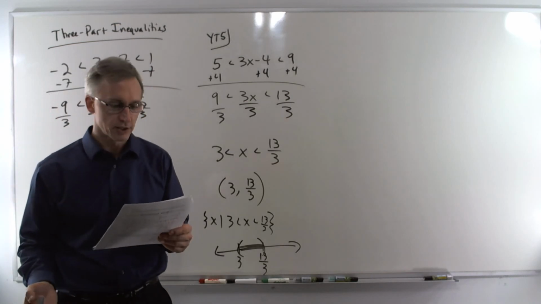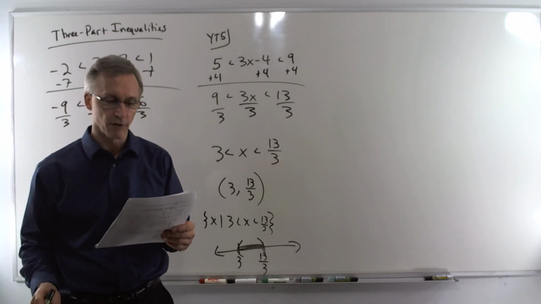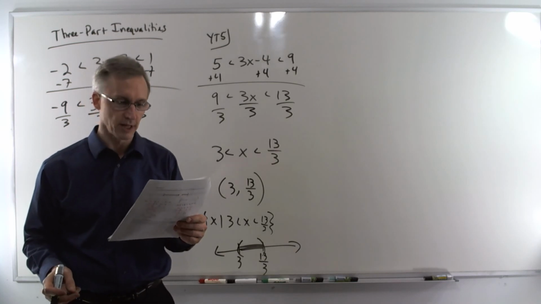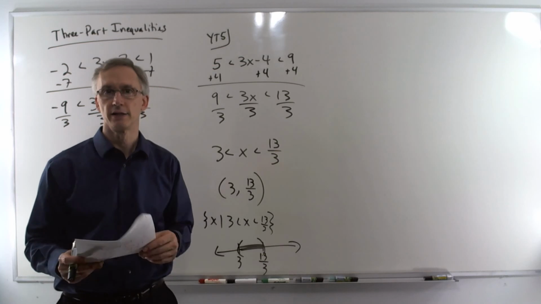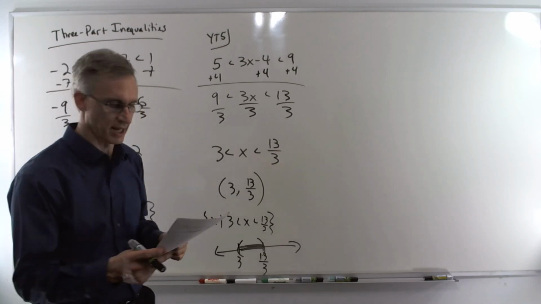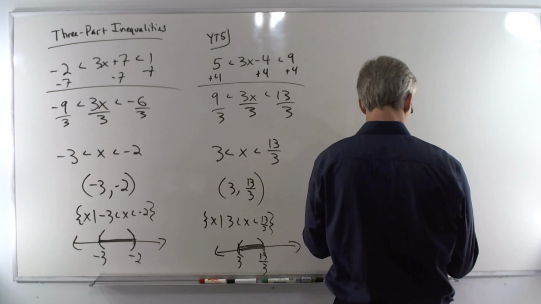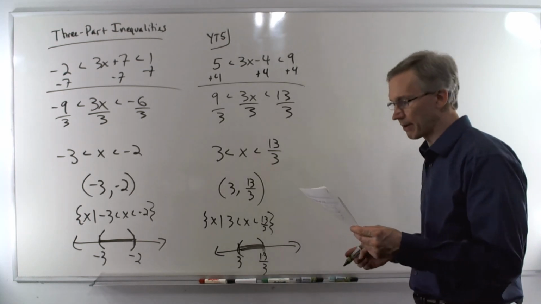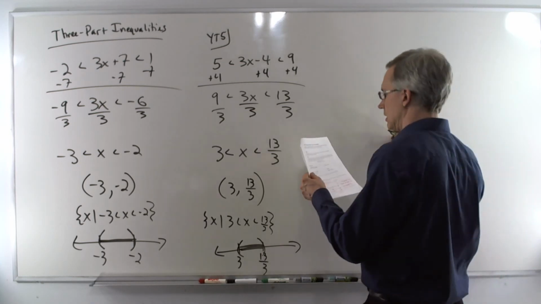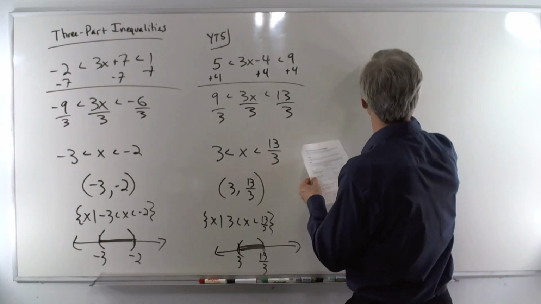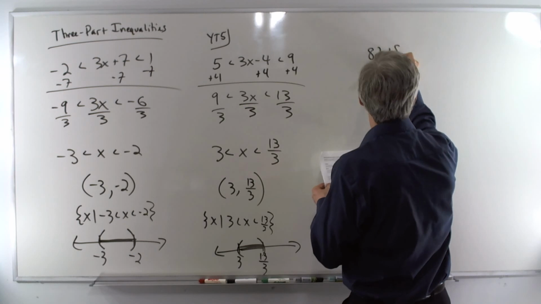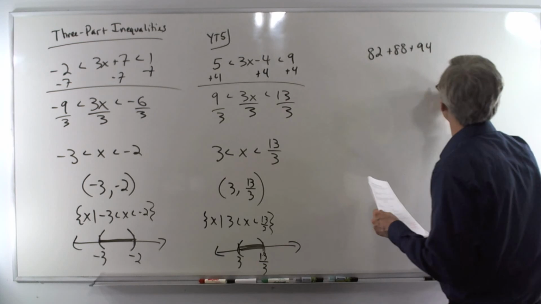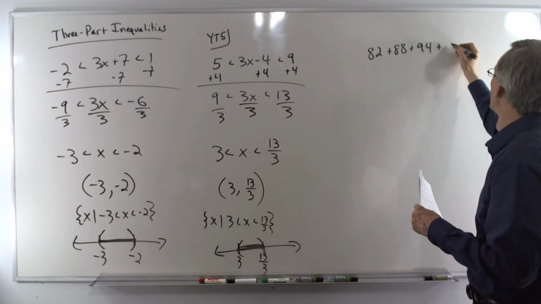So for example, a student has scores of 82, 88, and 94 on the first 3 exams in the class. What score does a student need on the 4th exam to average at least 90? So there's our minimum value we want, 90 for the average. So how do we calculate an average? We add up all the scores and divide by the number of scores. So first 3 exams are 82, 88, and 94. But we don't know the score on the 4th one.